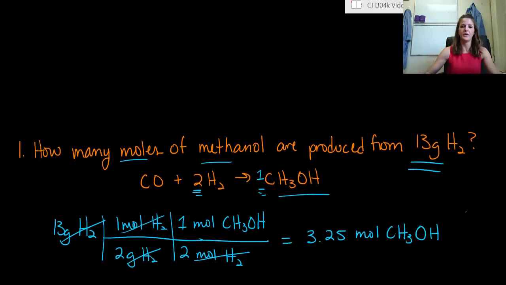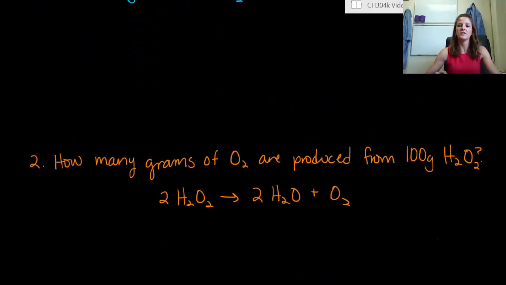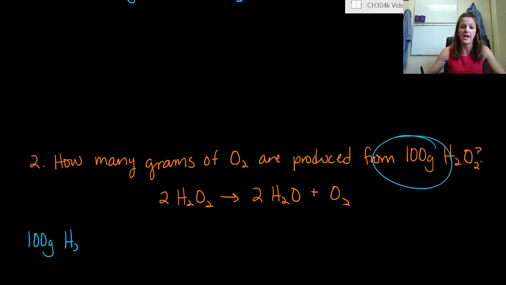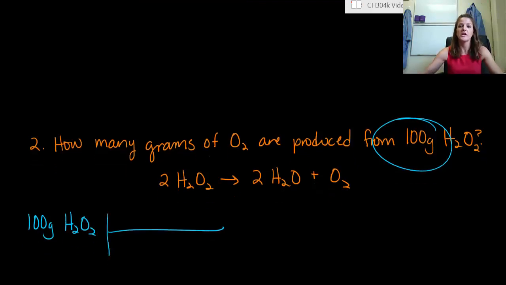All right, let's try another one, okay? How many grams of oxygen are produced from 100 grams of peroxide? So that's H2O2. Go. All right, did you get an answer? Hopefully you did. We only have one number, so you have to start with it, right? So we have 100 grams here of peroxide, H2O2. Now, we're in grams. We're trying to go to grams of a whole different thing. So the only way we can go from peroxide to oxygen is through a mole-to-mole ratio.